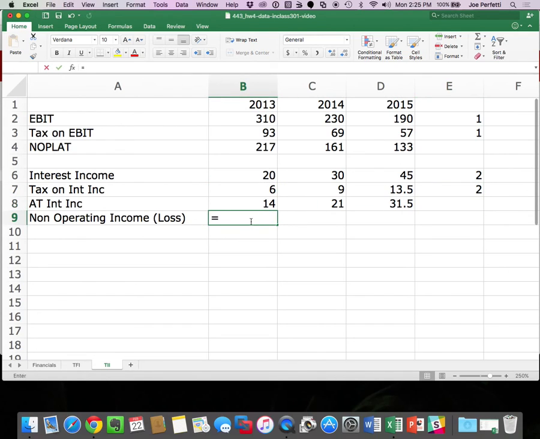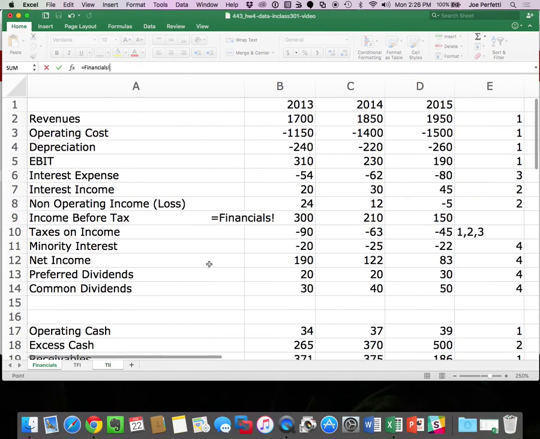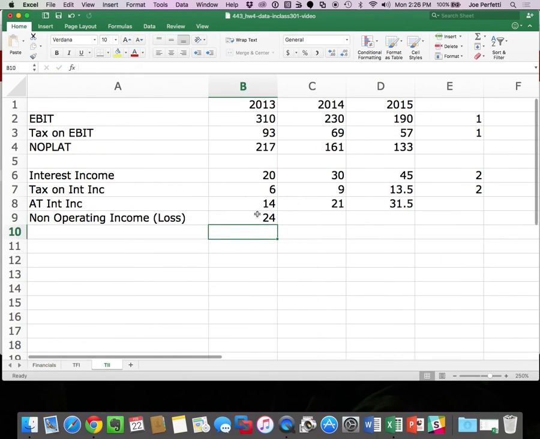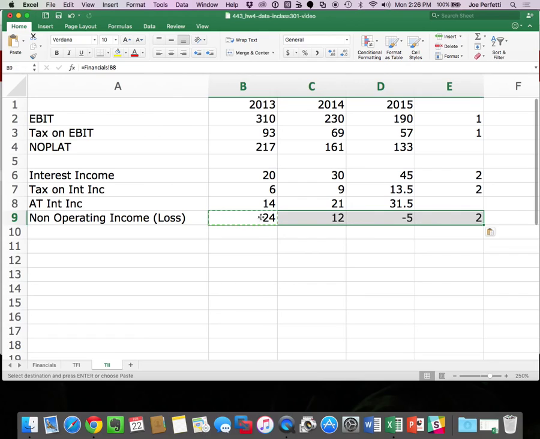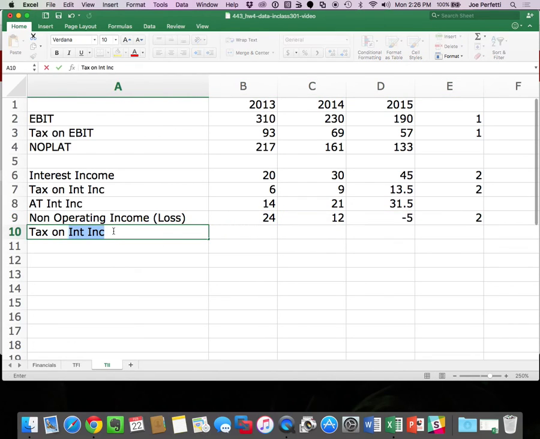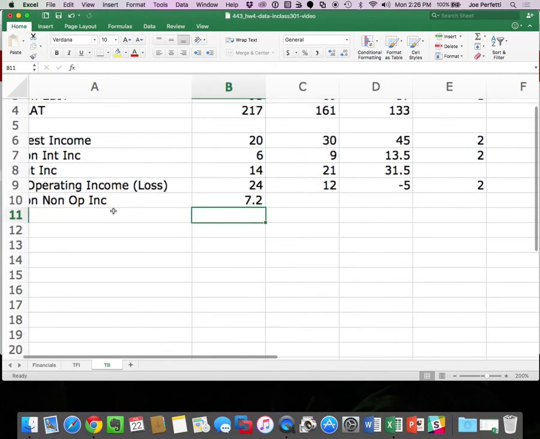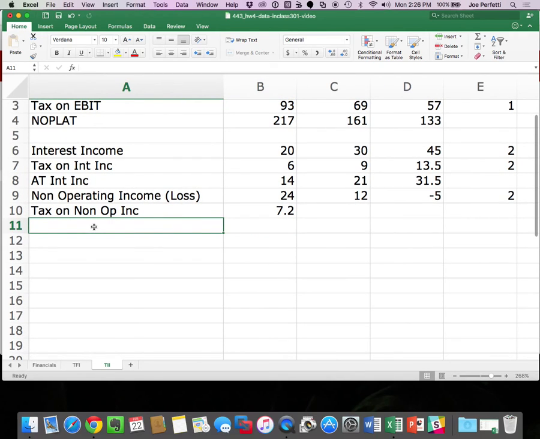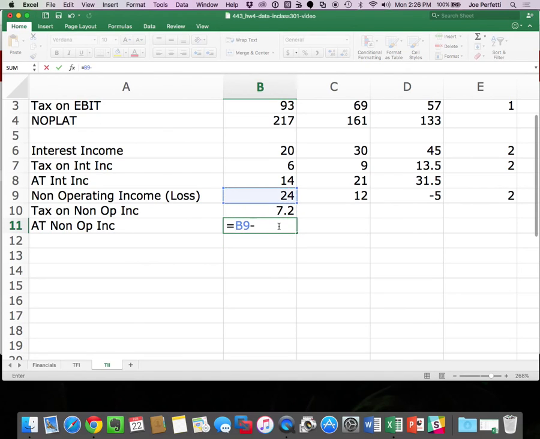Now, for the non-operating gains and losses, same process. So again, I have a non-operating gain or loss. I have the tax on the non-operating income equals that times 0.3, and that gets me my after-tax non-operating income equals that minus that.